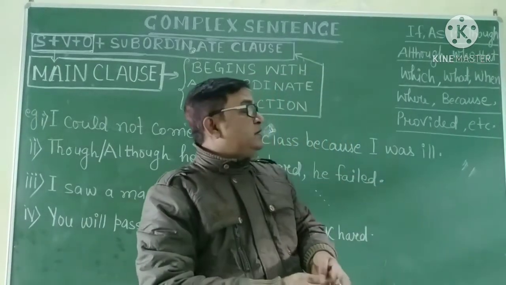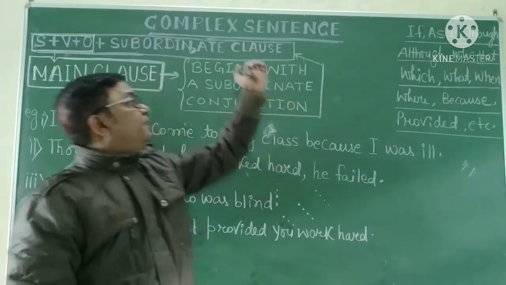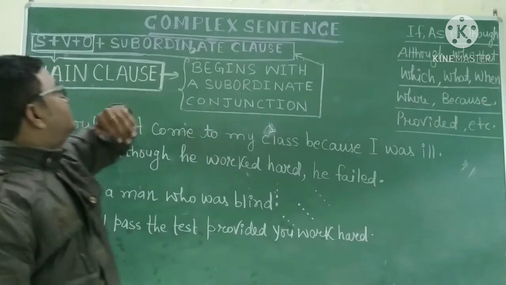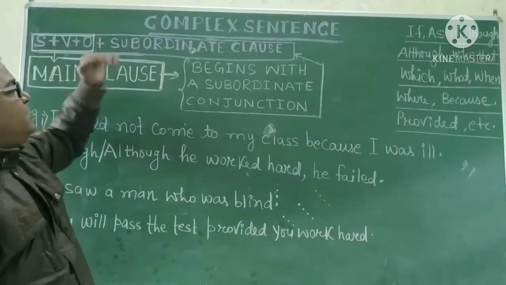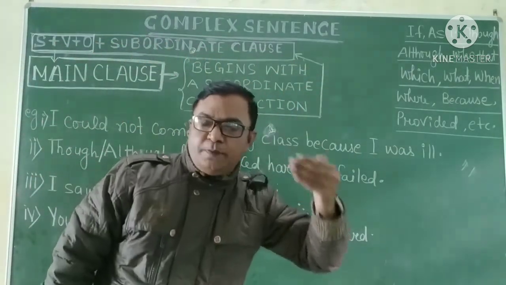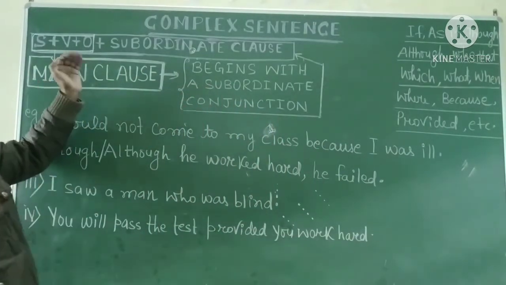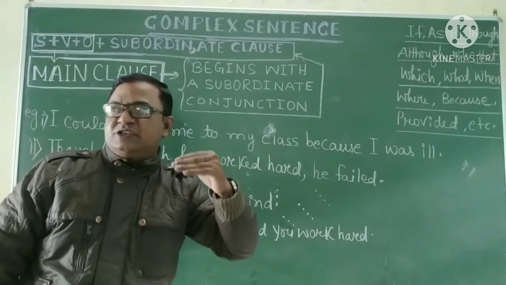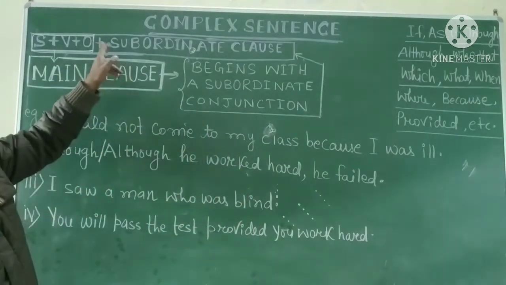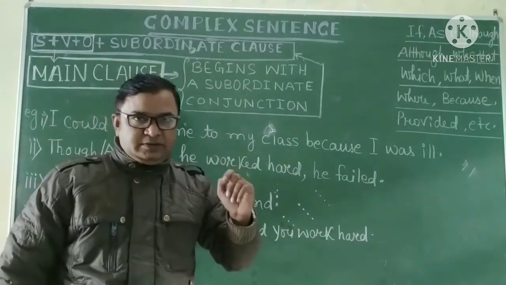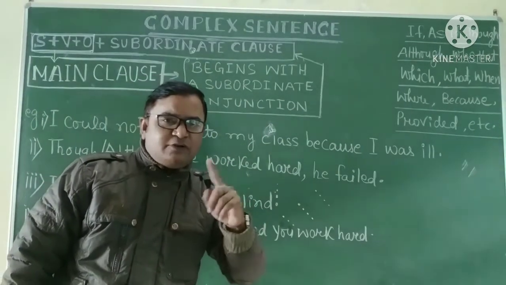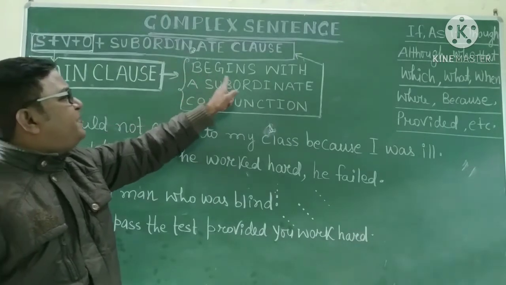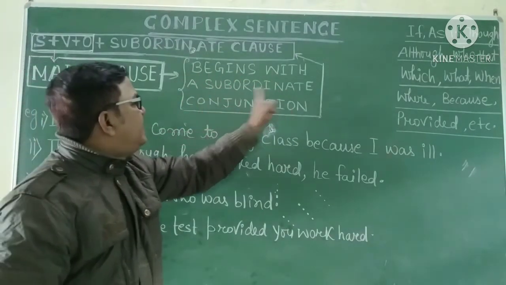Here, you can watch on the top of the video, the board is a complex sentence, and just below it there is the structure of a complex sentence. What is that? See here, subject plus verb plus object. This is the structure of a simple sentence. Later on, subordinate clause. Here it is written, the subordinate clause begins with a subordinate conjunction.